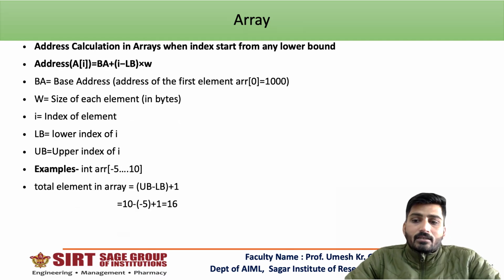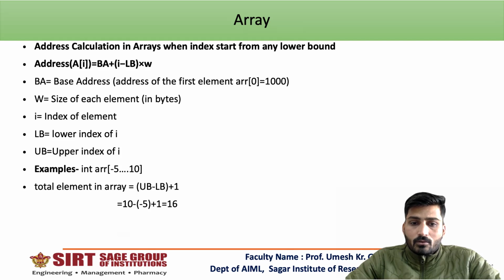An array has a beautiful property: it is random access, where we can directly access the element address. Using this formula, we can find the address of any element. For the given example, we have an array int arr[-5 to 10]. How do we find the number of elements in the array? The formula is upper bound minus lower bound plus 1. The upper bound is 10 and the lower bound is -5, so 10 minus (-5) plus 1 gives the total number of elements.